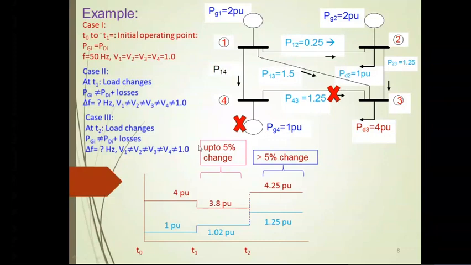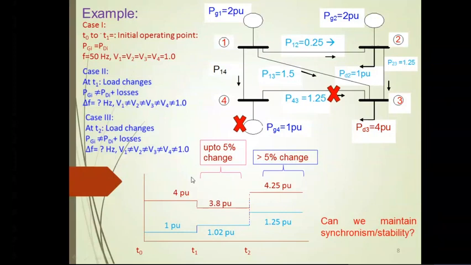Then another case could be, let's say, that this generator develops some fault and suddenly goes out of service. Now for these scenarios, the question is: are we able to maintain synchronism, or the stability? Obviously, for the case of a small disturbance, we are able to achieve stability.